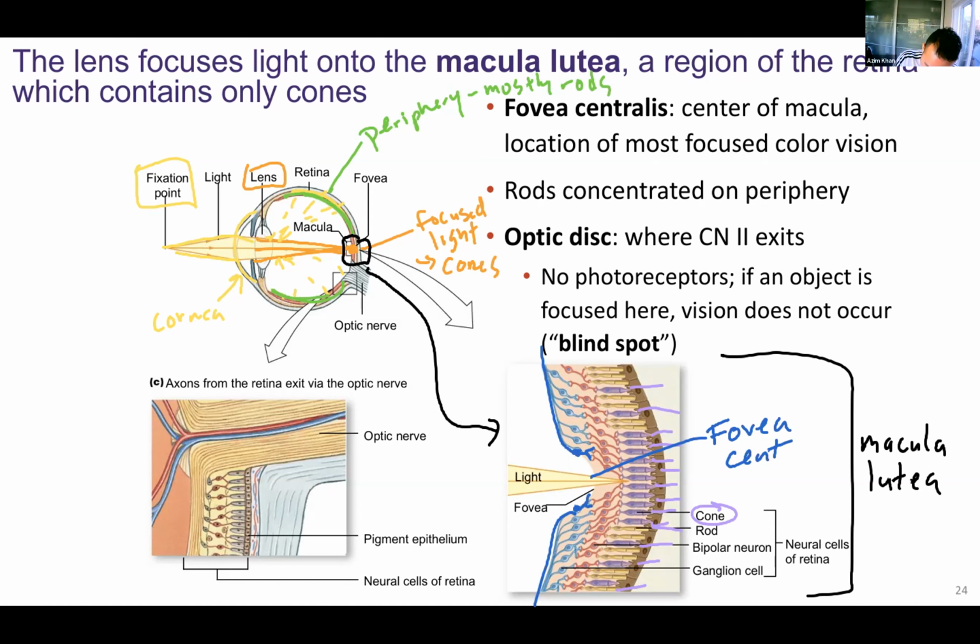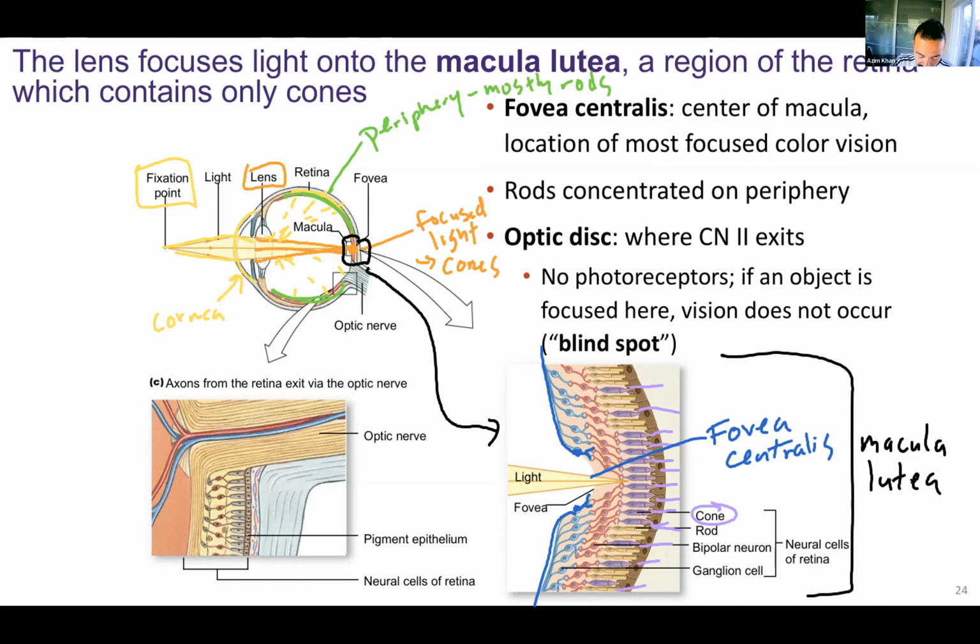Fovea centralis. This is the center of the macula lutea, and it allows for the most focused color vision. It has fewer axons in the way, giving you the clearest picture. So that is why we focus light on that one spot. High amount of cones, fewer axons in the way.